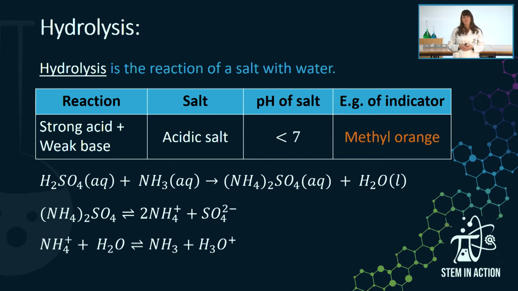However, the ammonium ion comes from a weak base, the ammonia base, and therefore it does want to undergo hydrolysis, and it does react with the water. So we get the ammonium ion plus water reacts to form ammonia plus the hydronium ion. We can see that we get an increase in the hydronium ion, and if something is creating more hydronium ions, we therefore know that it is going to be an acidic solution, and therefore it is an acidic salt.